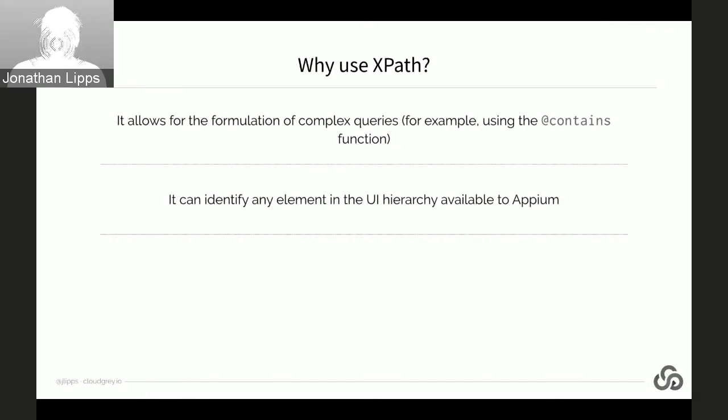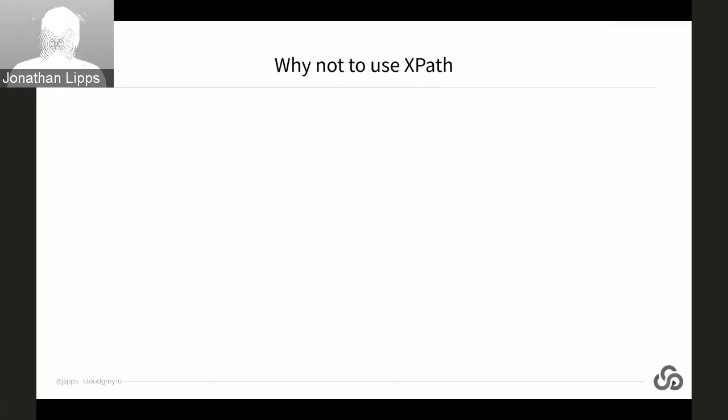Essentially, XPath is guaranteed to find you any element in the UI hierarchy which Appium can see, because XPath can target any node in an XML tree. That's how it was designed. So those are the reasons, and that's honestly about it. But there are a host of problems that come with using XPath.